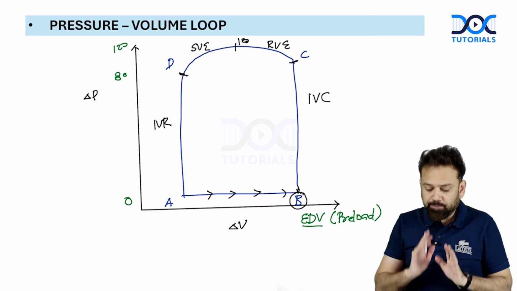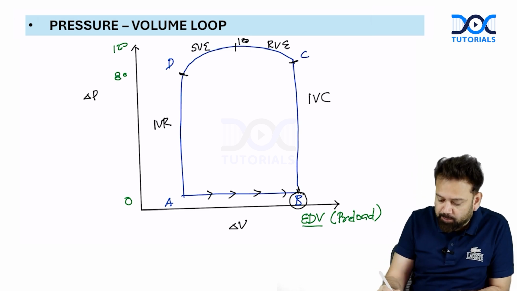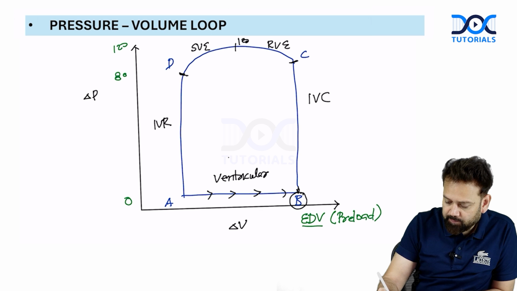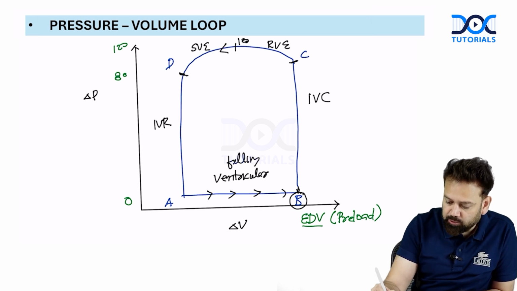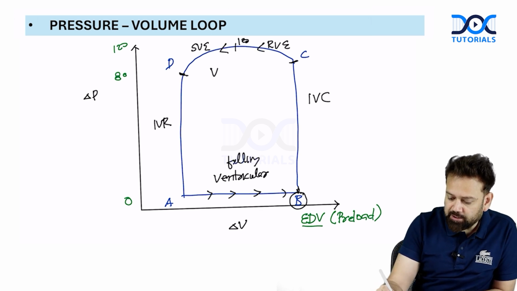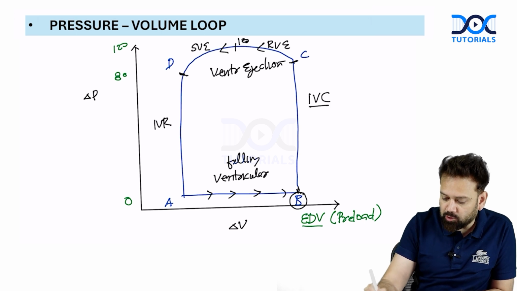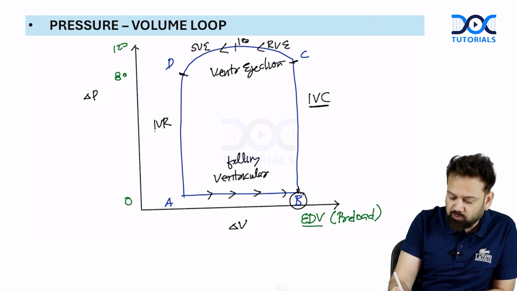Okay, so once again, from A to B, what is happening? You can write ventricular filling, or filling of the ventricle from A to B. From C to D, you can say ventricular ejection. Volume is decreasing. It can be rapid, it can be slow. And from B to C, it is isovolumetric contraction. From D to A, isovolumetric relaxation.